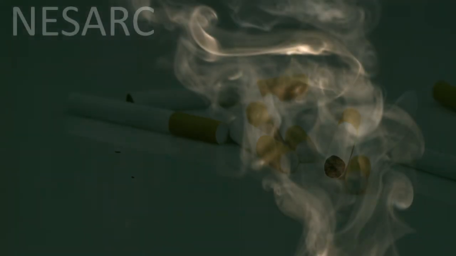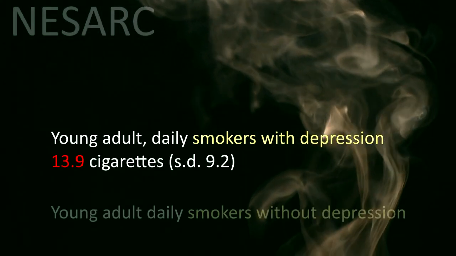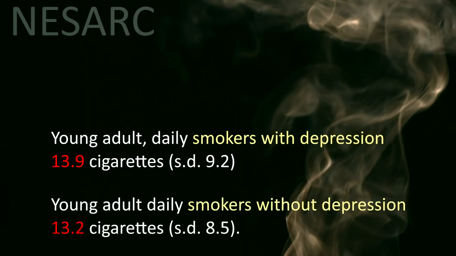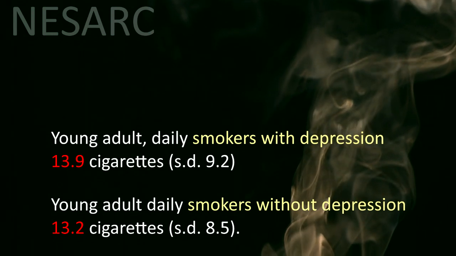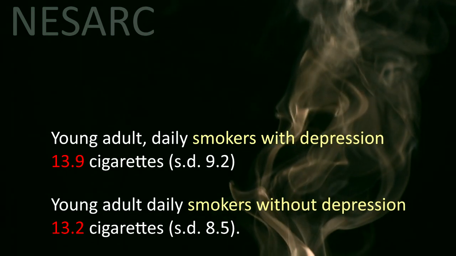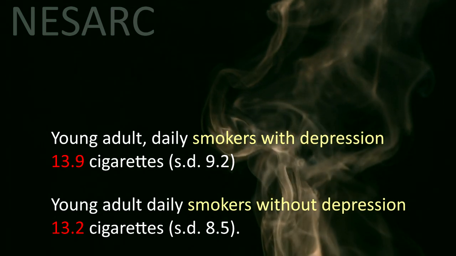Young adult daily smokers with depression smoked an average of 13.9 cigarettes per day, with a standard deviation of 9.2 cigarettes. Young adult daily smokers without depression smoked an average of 13.2 cigarettes per day, with a standard deviation of 8.5 cigarettes.